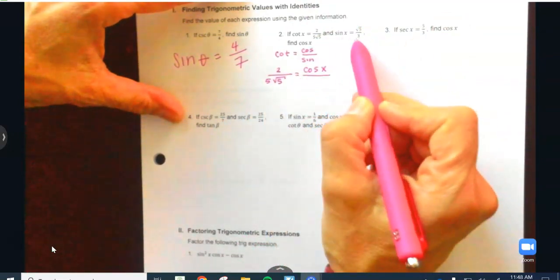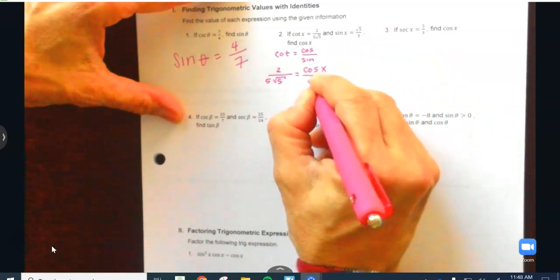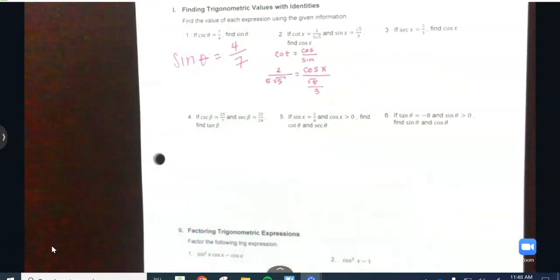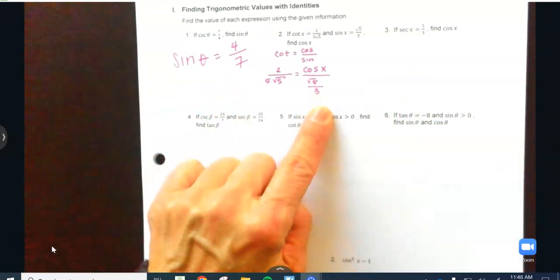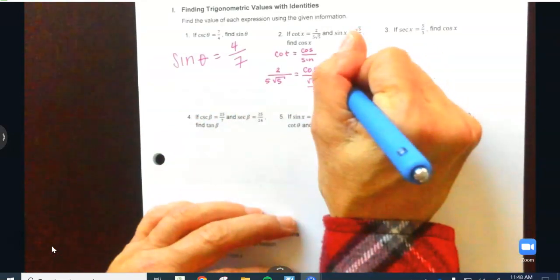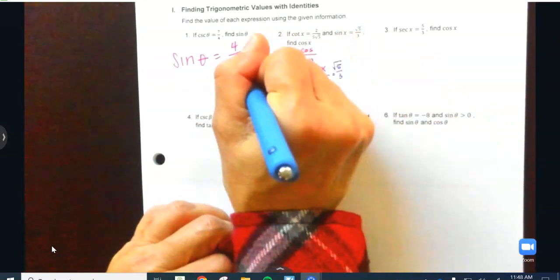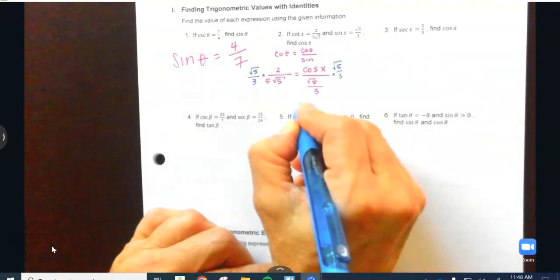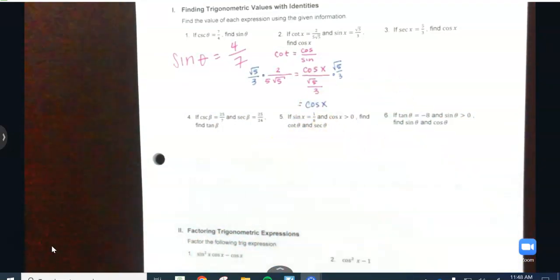And remember, we know sine. Sine equals exactly √5/3. We need to solve for x. We have a fraction. We are just going to get rid of that fraction. We are going to multiply both sides by √5/3. So those are going to cancel out. Cosine of x is going to be by itself, which is exactly what we want.